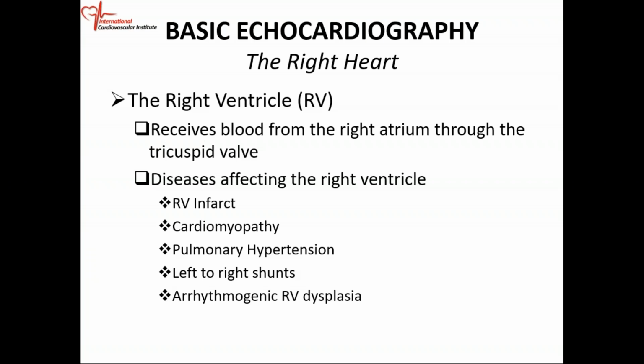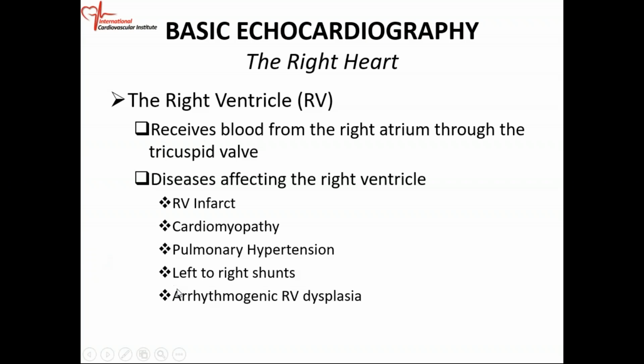Pulmonary hypertension, because blood cannot get through the pulmonary circuit, so pulmonary hypertension is going to affect the right ventricle, and the right ventricle tends to dilate when you have pulmonary hypertension. Shunts, left to right shunts, so you're going to have increased blood flow into the right atrium, right ventricle, and as a result of that, the right side is going to enlarge.